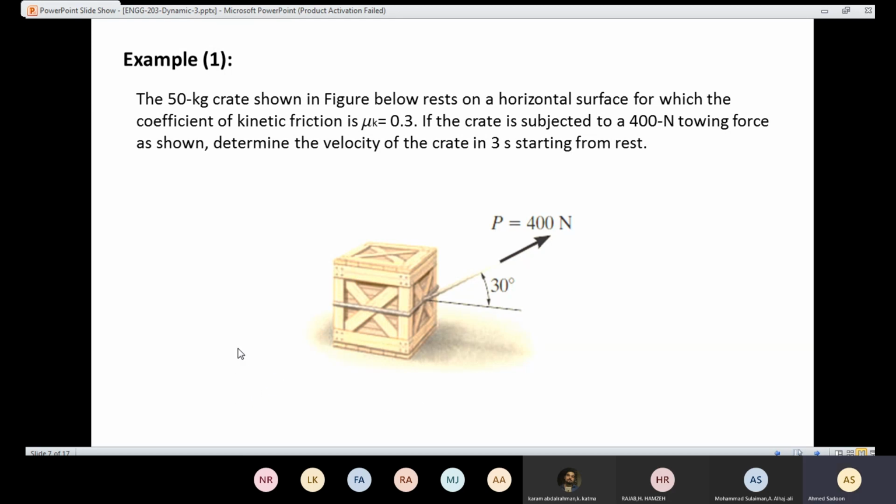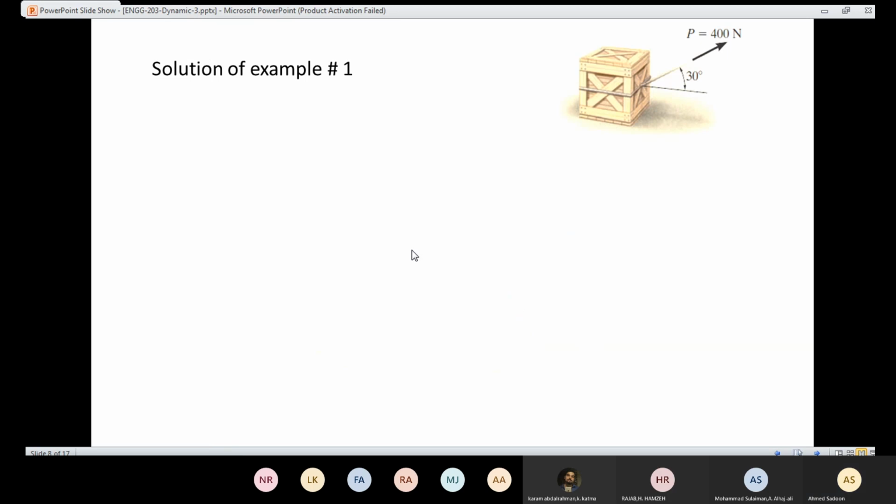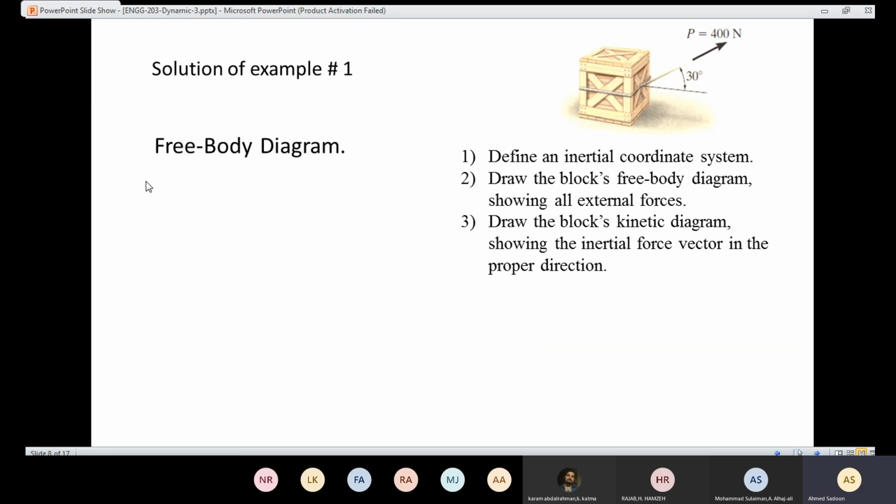So what should be done in order to solve this problem here? We are going to use the equations of motion because we need to relate the acceleration of the box and the forces that cause the motion. So the best way to solve this problem is to use the equation of the equilibrium. So first, to use the equation of motion, we need to draw the free body diagram. And we said that in order to draw the free body diagram, that includes 3 steps.